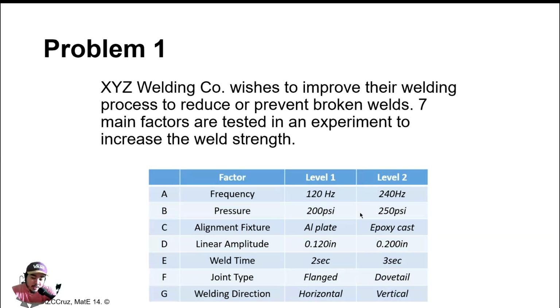So dito each of the factors has 2 levels, tapos nakasulat dito kung ano yung natural settings for those different factors, no? Again, ito natural settings, and we'll be coding them in terms of ones and twos, no? Okay? So usually yung level 1 should be the low level and level 2 should be the high level. Pero again, it's arbitrary, no? Kunwari, alignment fixture, wala namang natural na low level and natural high level. Pwedeng arbitrary lang to. So, aluminum plate yung level 1, epoxy cast yung level 2. Okay? Tapos, joint type, if it's flanged or it's a dovetail, arbitrary lang din naman yon. Pati yung welding direction, arbitrary lang din, horizontal and vertical. Okay?